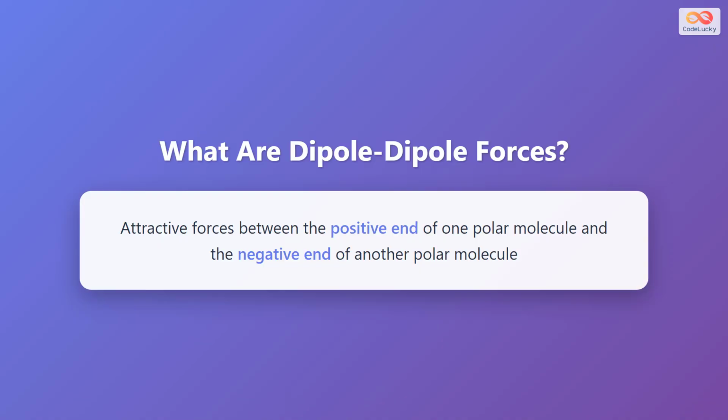Dipole-dipole forces are attractive forces that occur between the positive end of one polar molecule and the negative end of another polar molecule. When molecules have unequal sharing of electrons, they develop partial charges on different ends. These opposite partial charges attract each other, creating what we call dipole-dipole interactions. This electrostatic attraction is stronger than dispersion forces, but weaker than chemical bonds.